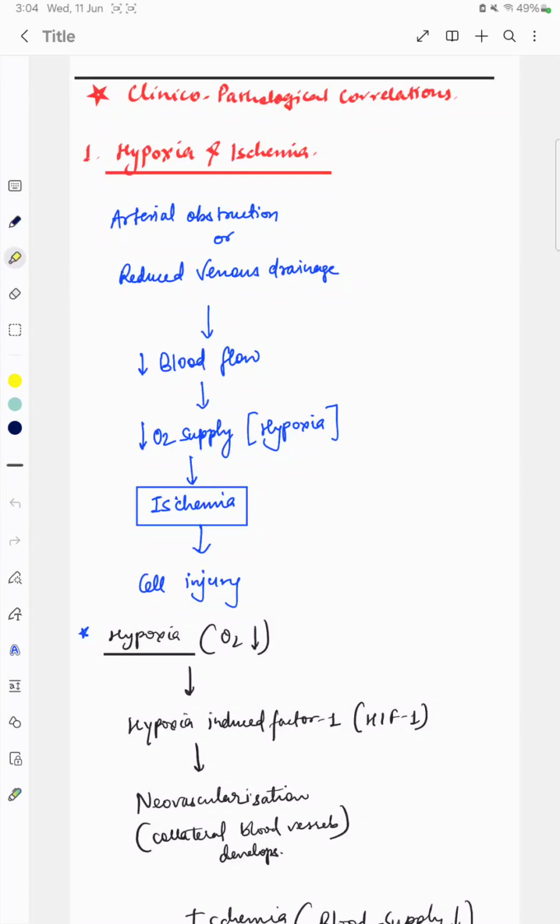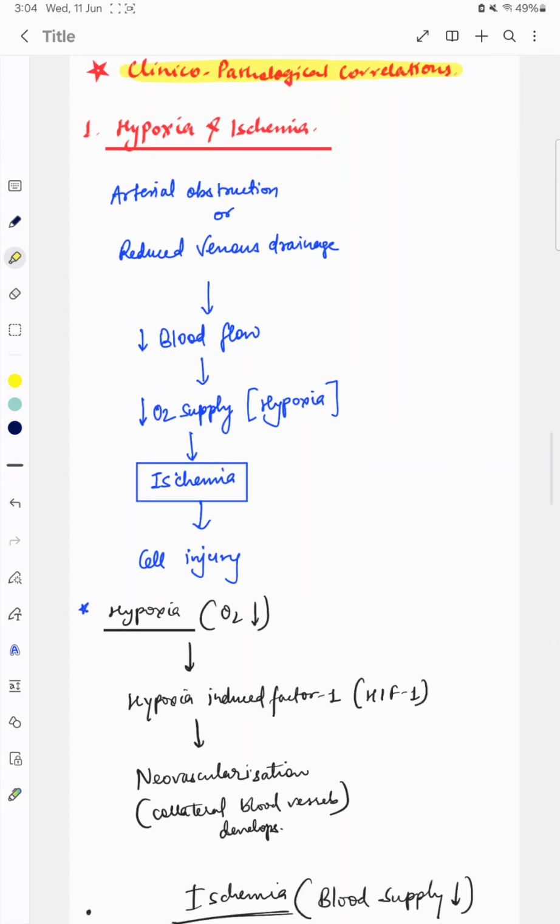Hello everyone. Now we are going to discuss clinico-pathological correlation in cell injury, in which we have discussed certain examples of causes of cell injury or mechanism of cell injury. First is hypoxia or ischemia.